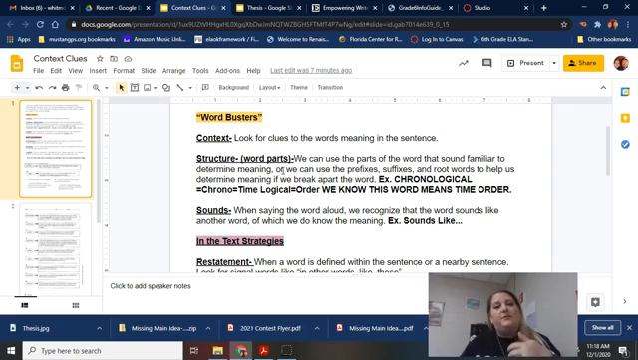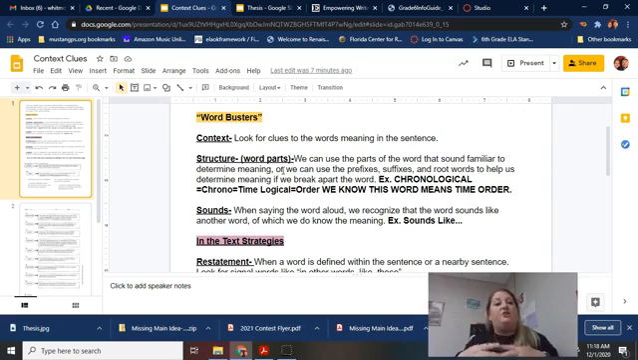Now your structure or your word parts, that's when we're going to take apart a word. So for example, the word chronological, okay? You know that chrono means time. You guys have known that since we taught that a couple weeks ago or even maybe last year. Chrono means time. Logic means order. So if I put those two words together, I have chronological, okay? And so I've used the structure, so the organization or the makeup of the word, to help me determine its meaning, okay?